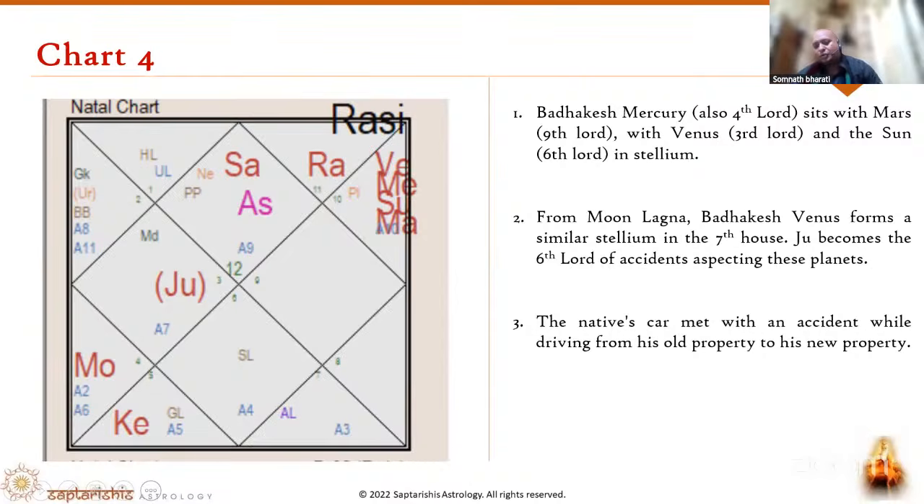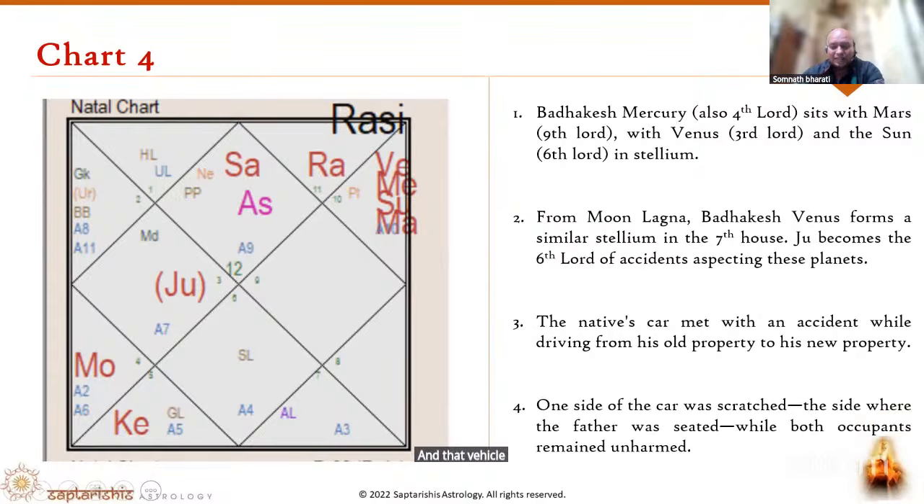Now, the event that took place was that this particular native had just purchased a new property and was driving from the old property to the new property with his father. And that vehicle met with an accident. One entire side of the car got badly scratched, and it was exactly the side where the father of the native was sitting. Fortunately, while the car was damaged, both persons were unharmed.